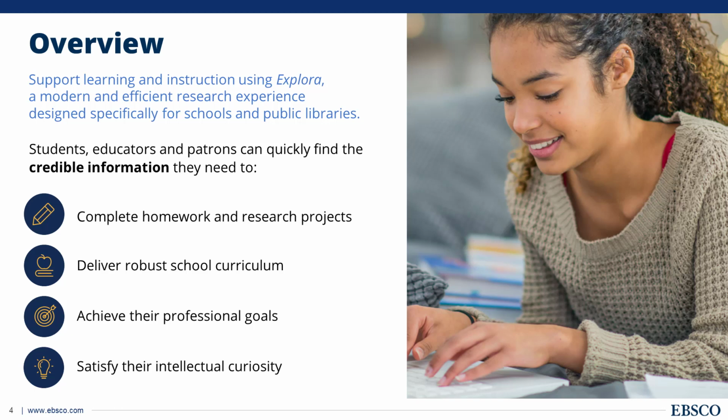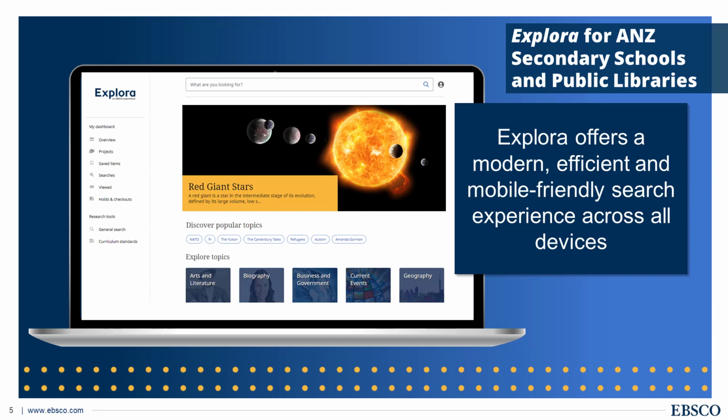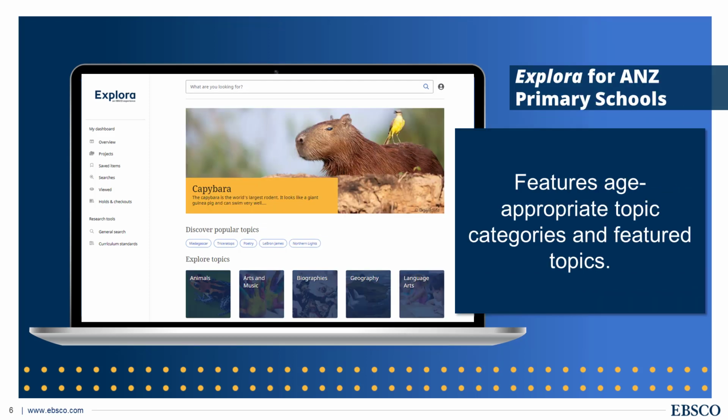Explora has been built for schools and public libraries. It's an ideal starting point for students to introduce research concepts and search strategies to them. Here on this slide is the interface for Explora for Australian and New Zealand secondary schools and public libraries. As you can see, it is an attractive, easy to use, mobile-friendly design, and it features areas that provide context to students. There is also an Explora for Australia and New Zealand primary schools that's been made specifically for primary school students.